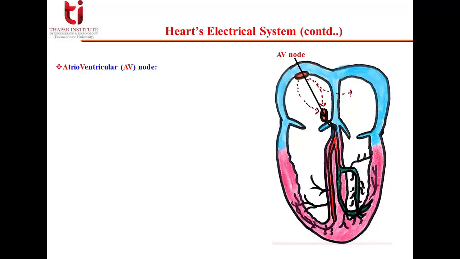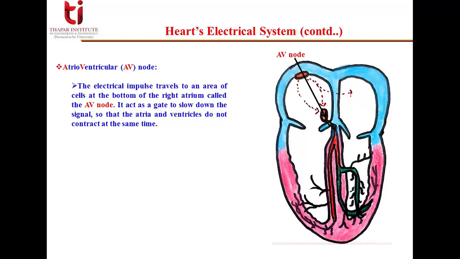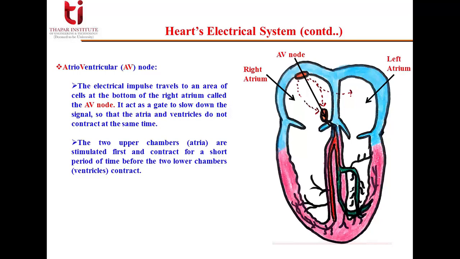Next is the atrioventricular, that is AV node. The electrical impulse travels to an area of cells at the bottom of the right atrium called the AV node. It also acts as a gate to slow down the signal so that the atria and ventricles do not contract at the same time. The two upper chambers, the atria, are stimulated first and contract for a short period of time before the two lower chambers, the ventricles, contract.